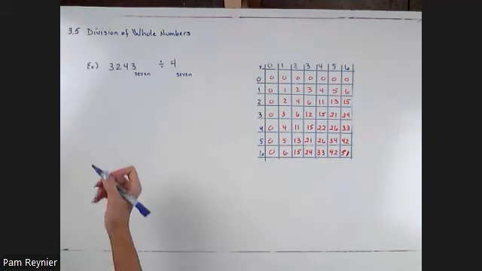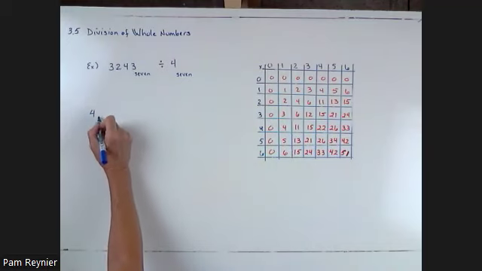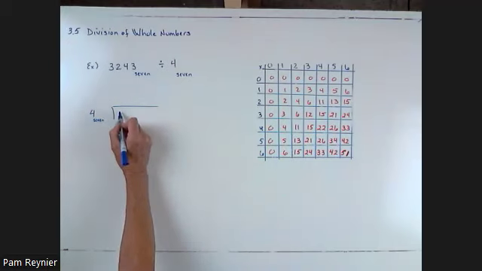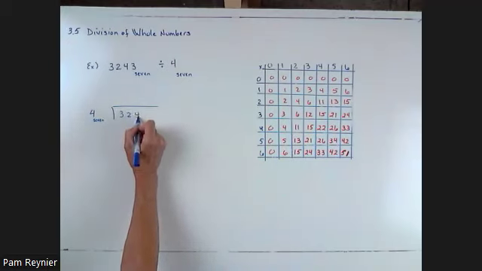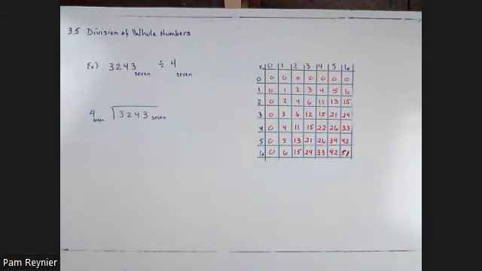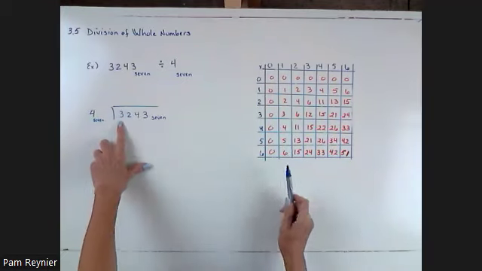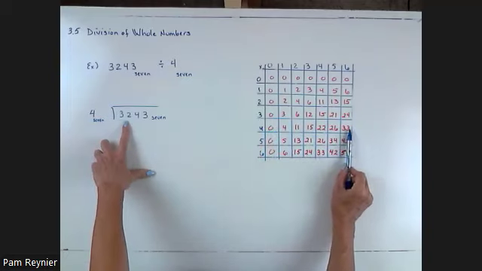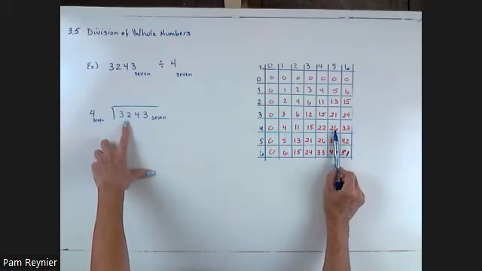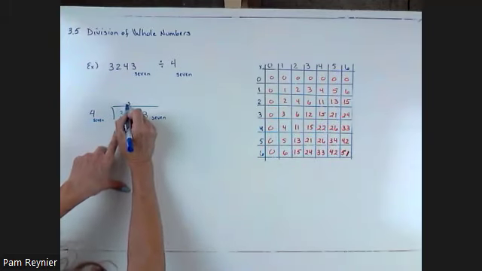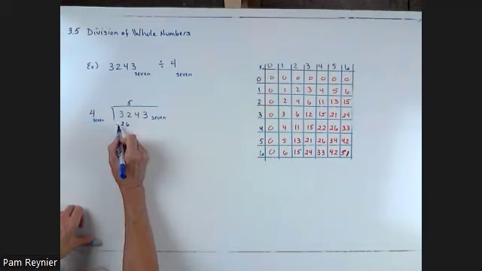So let's practice. We are now dividing 4 base 7 into 3, 2, 4, 3 base 7. So 4, let's see, 4 into 3, 2. Well, 4 goes to 3, 3, too big, so it's got to be 2, 6. 4 times 5 gives me a 2, 6.